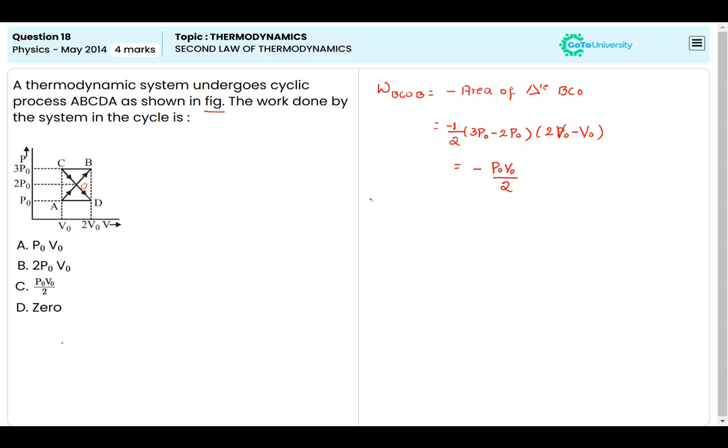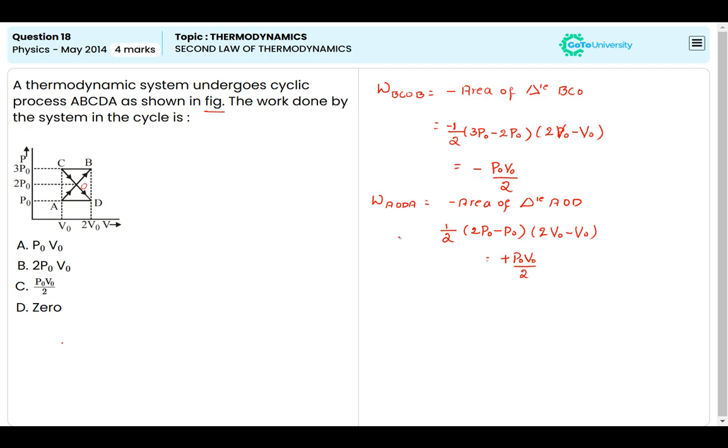Similarly, if we take the area under the curve, WAODA, then this is the area of triangle AOD, which gives a positive value, that is 1 by 2 into (2P0 minus P0) into (2V0 minus V0). This gives plus P0 V0 divided by 2.